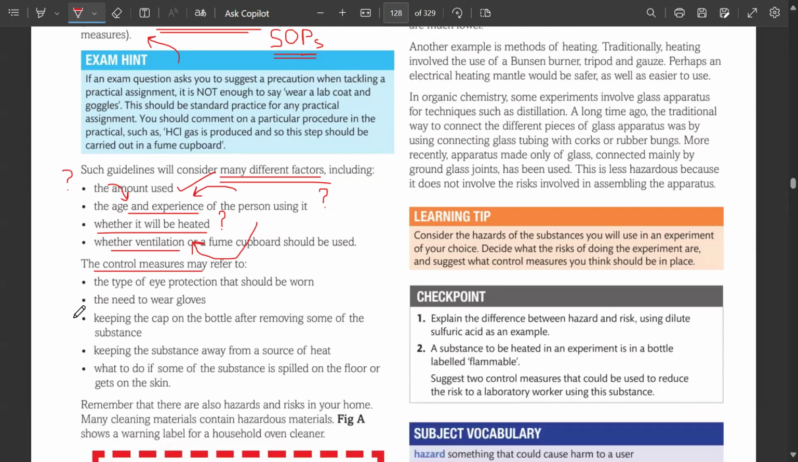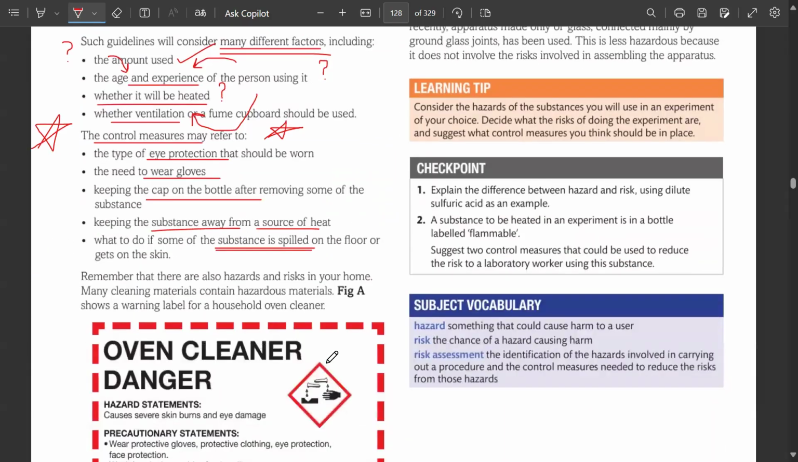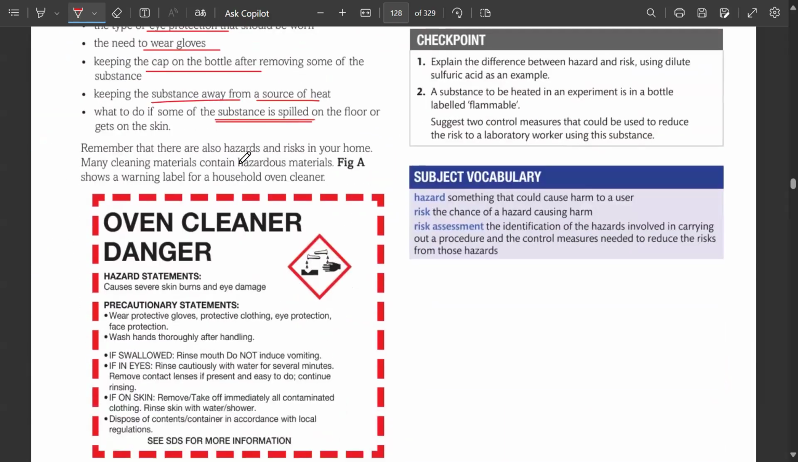Control measures कैसे होंगे? This is a common question that I guess will be asked. This is a good question. Different control measures: eye protection, gloves, cap on the bottle, always keep the substances away from the source of heat, and always clean the substance when it is spilled on the floor or on the skin as well. Remember that there are also hazards and risks in your home as well.